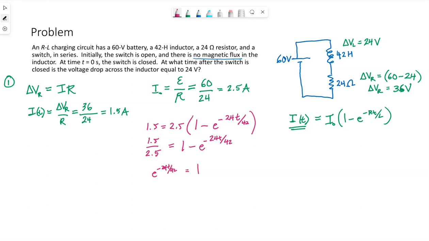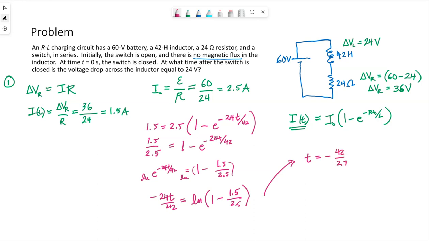before I can take the natural log of both sides. And so I bring the e, the exponential function, to the left, and bring the 1.5 over 2.5 to the right. Now if I take the natural log of both sides, I'm going to have negative 24t over 42 equal to the natural log of 1 minus 1.5 over 2.5. So our time will be negative 42 over 24 times the natural log of 1 minus 1.5 over 2.5.